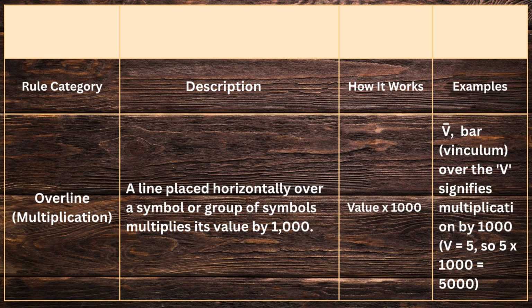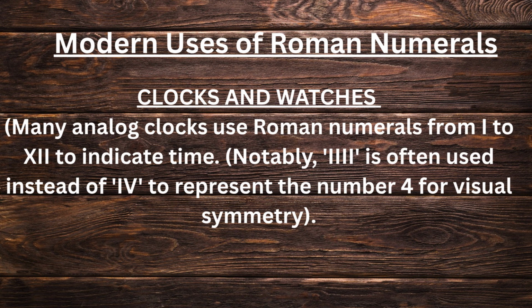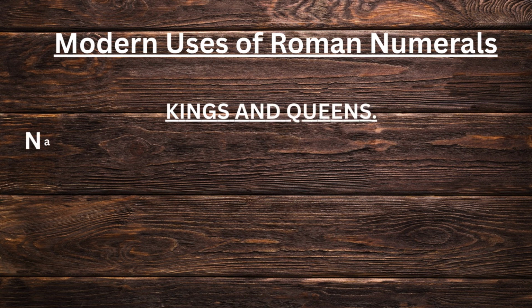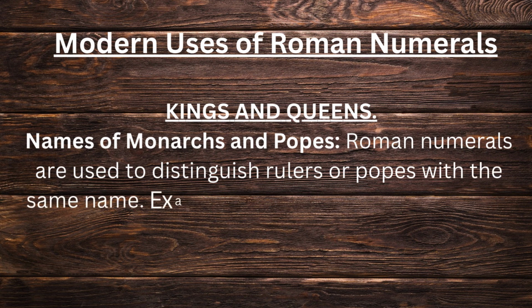Even though Roman numerals are not convenient for calculations, we still see them in many places today. You may have noticed them in book chapter numbering, index pages, clocks, and wristwatches. They are also used when naming kings and queens, such as Rajaraja Chola II or Queen Elizabeth II.